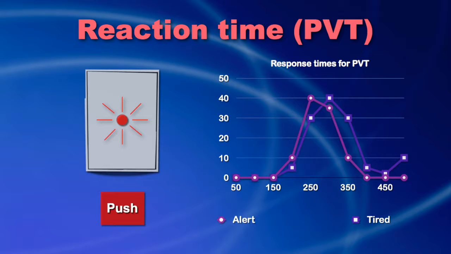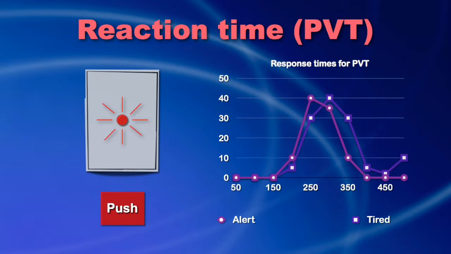And if we measure the frequency distribution of response times in tired and alert individuals, you'll see something similar to what is on the graph on the right-hand side of the slide. That is, in an alert individual, you'll see a relatively steep increase in the frequency distribution and then a positive skew with a mean response time at around 225 to 250 milliseconds.